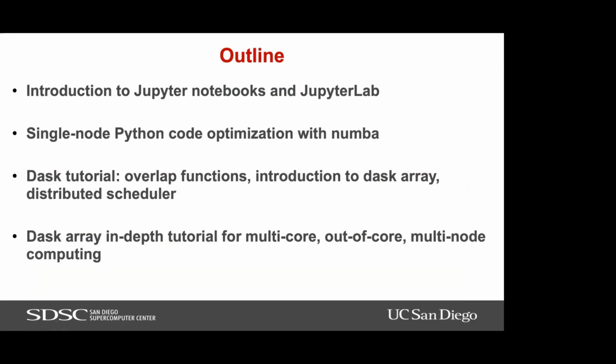So the outline of the talk: there's an introduction to Jupyter Notebooks and Jupyter Lab. You probably don't need this because we've been using notebooks all over the place, but I can do a brief overview. Then we look at single node Python code optimization with Numba, followed by a couple of tutorials on Dask. One is an intro, and then one goes in depth on multi-core and out of core. We won't be doing the multi-node computing today because I don't think there's enough time.